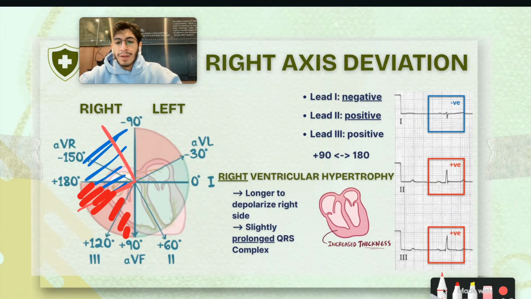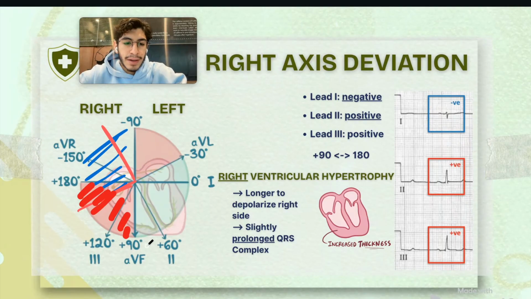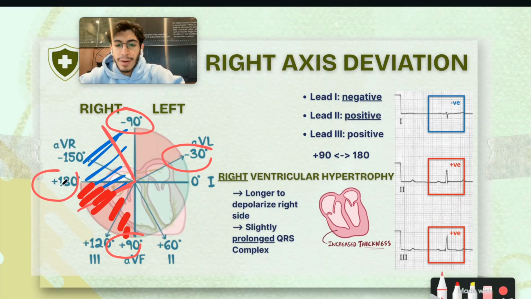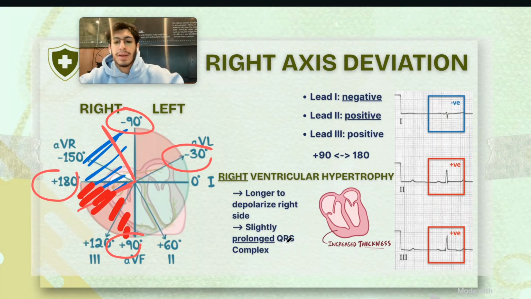All right? Okay. And I didn't say this, but our right axis deviation is from positive 90 to positive 180. Right? This is very important to know. So we said left axis is from negative 30 to negative 90. Right axis is from positive 90 to positive 180. Very important. And it's also going to have a prolonged QRS because the right ventricle is hypertrophied, so it's going to take a bit longer.